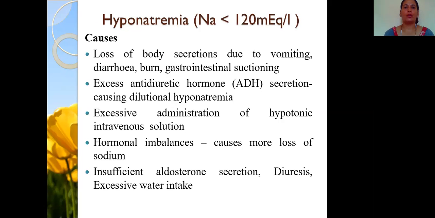Now we come to the abnormal condition of sodium, that is hyponatremia. When the sodium level is less than 120 mEq per liter, it is called hyponatremia. Its causes are losses of body secretions due to vomiting, diarrhea, burns, gastrointestinal suctioning, and excess antidiuretic hormone, ADH, secretion, which can cause dilutional hyponatremia, and excessive administration of hypotonic intravenous solution can also cause hyponatremia. Hormonal imbalance causes more loss of sodium, and insufficient aldosterone secretion, diuresis, and excessive water intake can also cause hyponatremia.